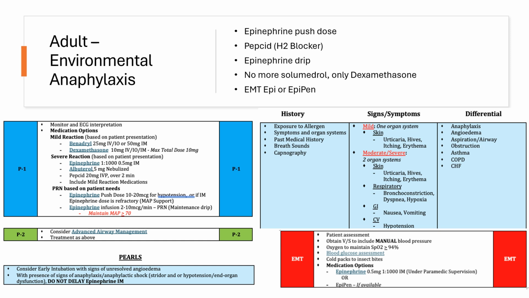If you look at our signs and symptoms, this tells you what mild is and what moderate to severe is. And then if you look over on your treatment under P1, you have mild, and then you have severe. We do have a new drug, dexamethasone, it's 10 milligrams. So let me just clarify one thing. Severe reaction includes mild reaction meds, right? Not at all. So we do dex, Benadryl, albuterol, epi, and then Pepcid. That's our new drug. Why do we have Pepcid?